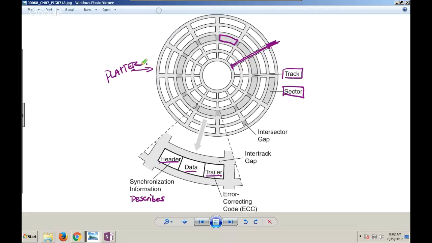We have the track, we have the sector. Now, one of the elements that the diagram in this book doesn't talk about is it leaves off one important element of a hard drive. In fact, I'd argue that it's a very critical element, okay? Each of these individual blocks make up a sector, okay?